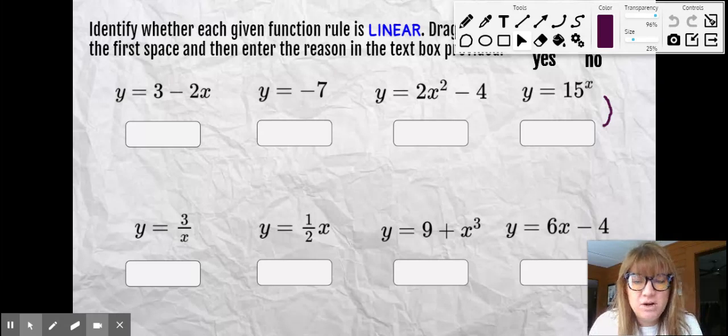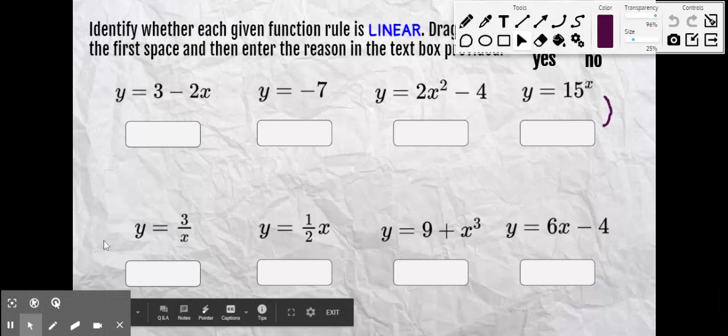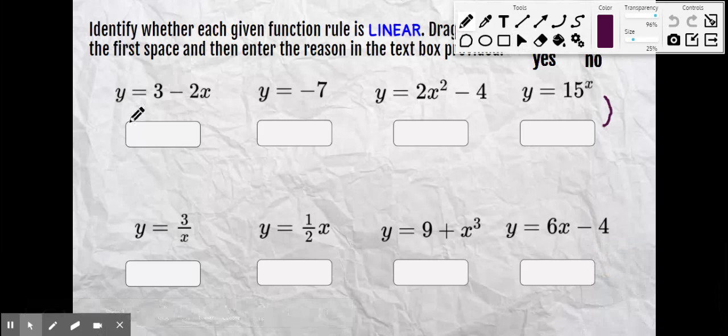So remembering from our notes, if you remember correctly, we have the equation y equals mx plus b, which is what all linear equations need to be in the form of. What are the key elements of this? The key element is that you have an x value that has a power, an exponent, of 1.